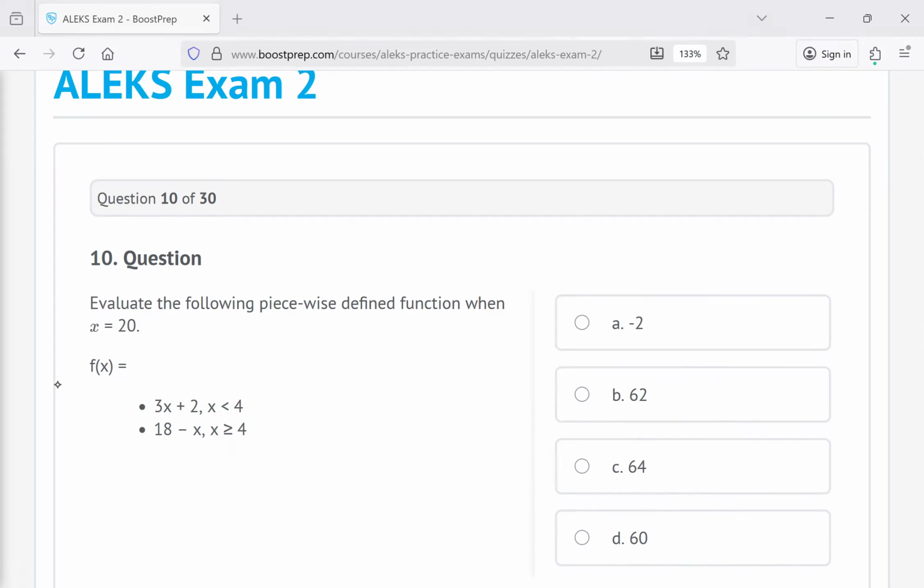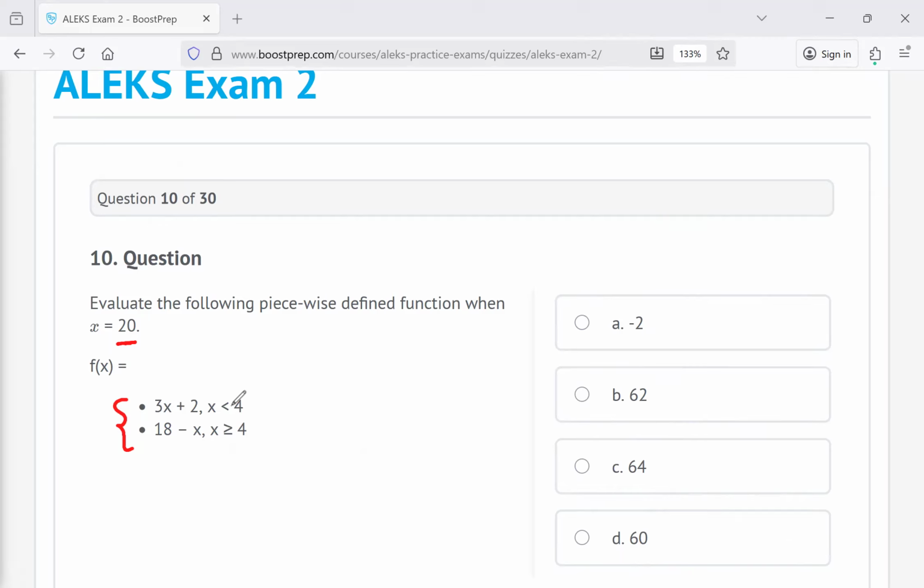Question 10. Evaluate the following piecewise defined function when x equals 20. So we have this piecewise function. Basically, a piecewise function is more than one line put together, right? The first line is a linear line, 3x plus 2, where x must be less than 4. And then the second line is also a linear line, 18 minus x, where x is greater than or equal to 4. So where do we plug in our 20? Do we put it in the first one or the second one? You just have to look at the domain.